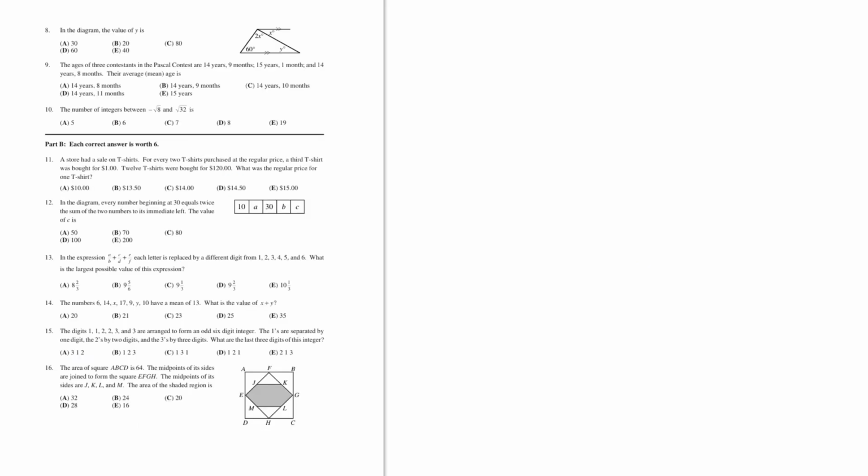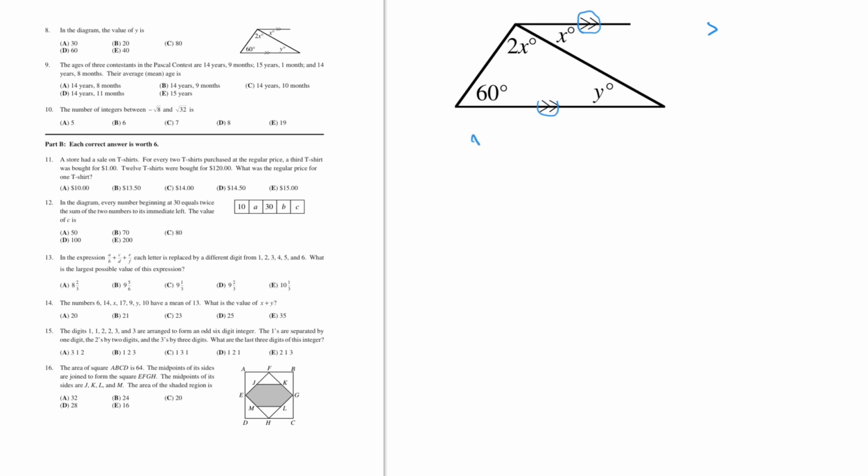Number 8. In the diagram, the value of y is. Now I copy and enlarge the graph. These two lines with the arrow signs mean they are parallel. For parallel lines, we use the arrow. These two arrows mean the lines are parallel. When they are parallel, x equals y. X and y we call alternate interior angles.